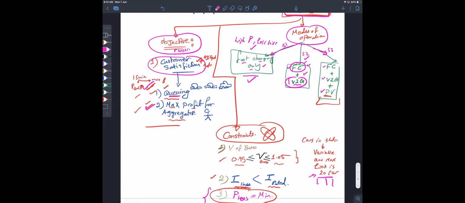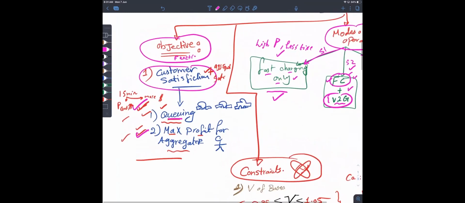For example, I'm suggesting we have a maximum of 20 cars. And let's say the size, I think we can fix a specific size, for example 30 kilowatt hour for each car. It's a hypothetical system. It is not a real system.